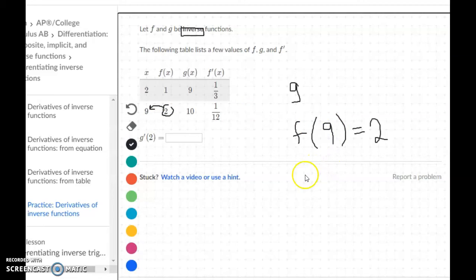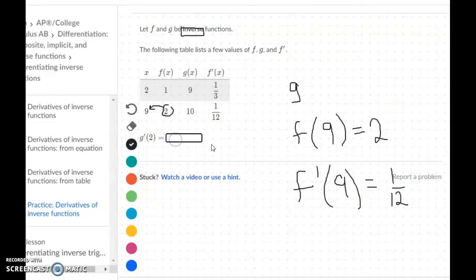You might want to just practice a lot of these on your own, just for the record. I can do these all day. You might still not get it. So f prime of 9, they give you in the table, is 1/12. So what's the reciprocal of 1/12? 12. Nice.